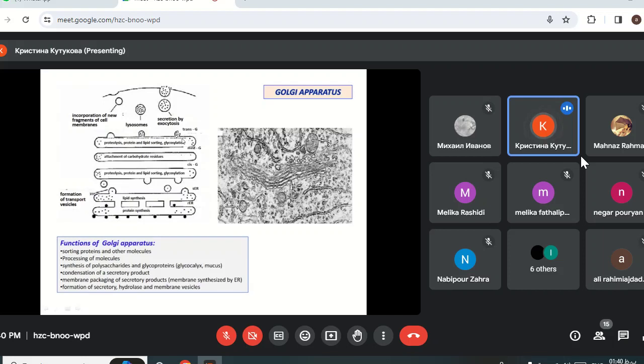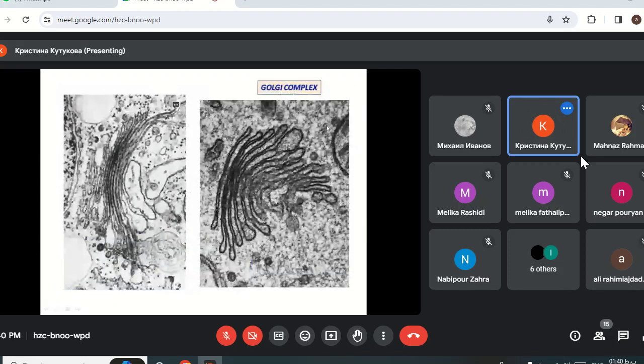So this is the feature of trans pole of Golgi apparatus. Here you can see it, and near it you can see a lot of vesicles which are detaching from the surface of Golgi, and then these vesicles will go this way.